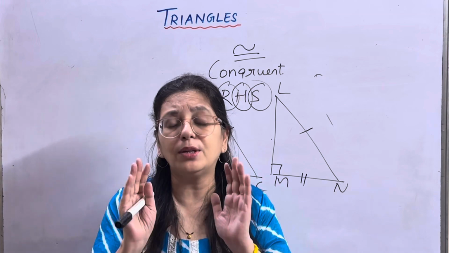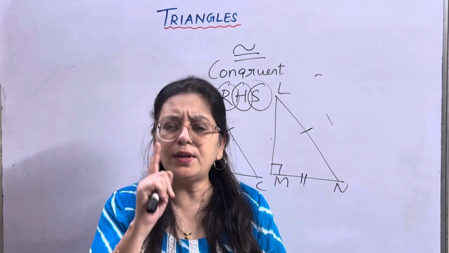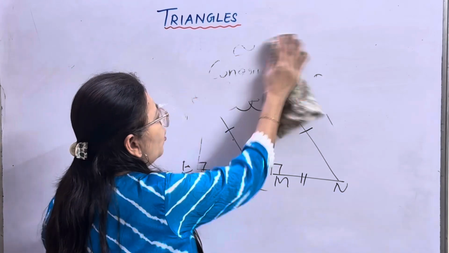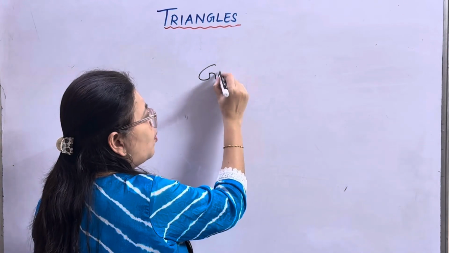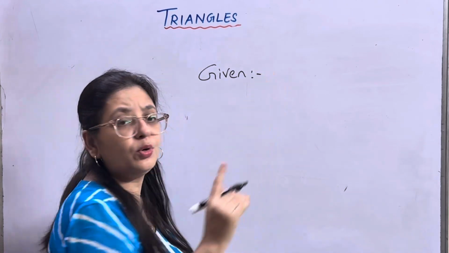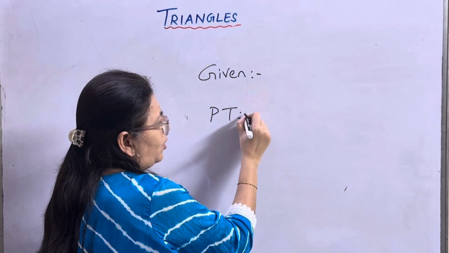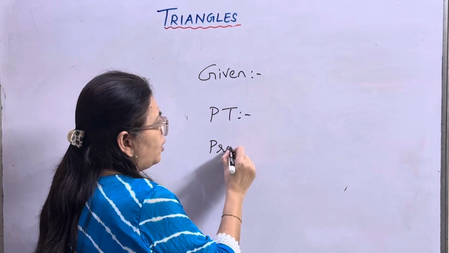These were the basics. Now, how do we proceed? How do we prove that? First thing, whatever information is given to you, you are going to write it in the format. You will first write what information is given to you. Then you will write "prove that", what you want to prove. Then you are going to write the proof.